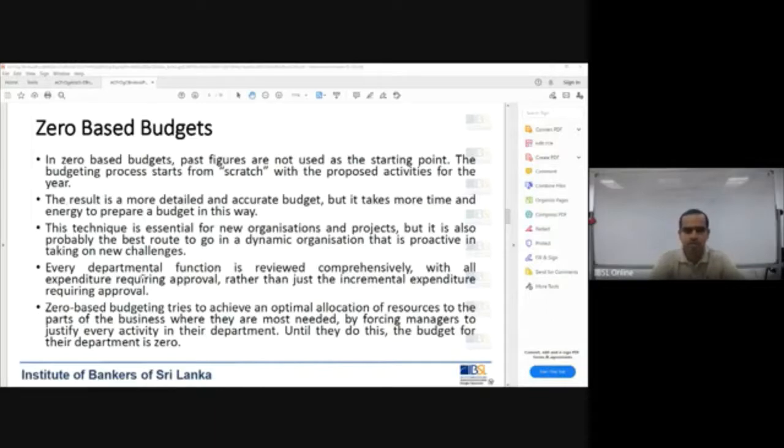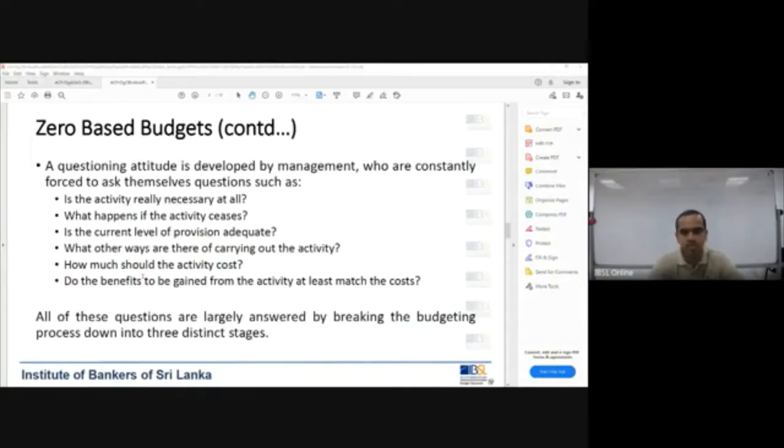The questioning attitude is developed by management, who are constantly forced to ask themselves questions such as, is the activity really necessary at all? Do you have to do this? Can you do something else, an alternative? What happens if you don't do it? Things like that, right? What happens if the activity ceases? Is the current level of provision adequate? What other ways are there of carrying out the activity? How much should the activity cost? Do the benefits to be gained from the activity at least match the cost?